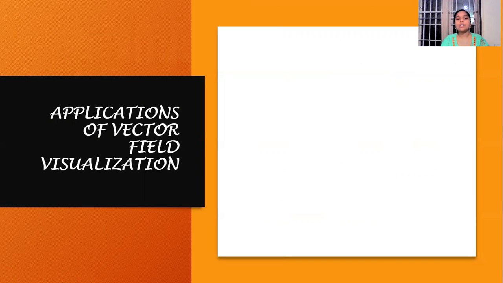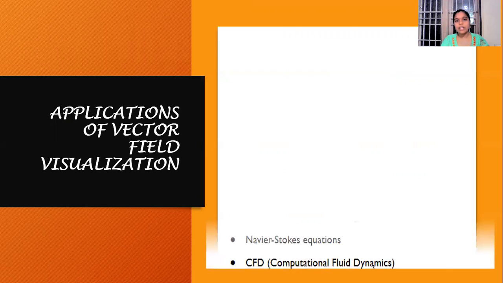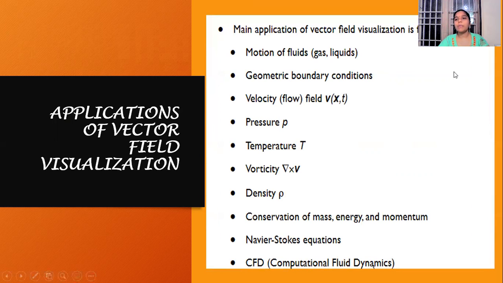Coming to the applications, there are many different applications of vector field visualization. First one is the motion of fluids. Motion of fluids means, for example, gases, liquids, and things like that. The second one is the geometry boundary conditions. The third one is velocity flow fields, for example v of x comma t. Next one is the pressure, which is represented by the letter P.